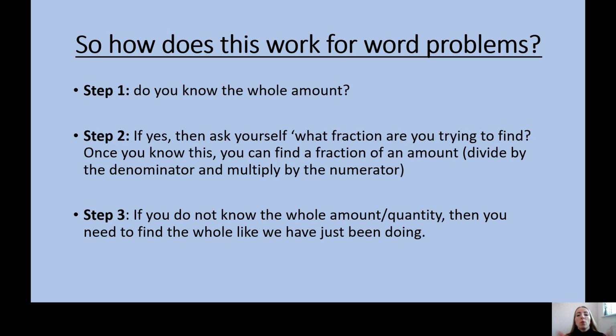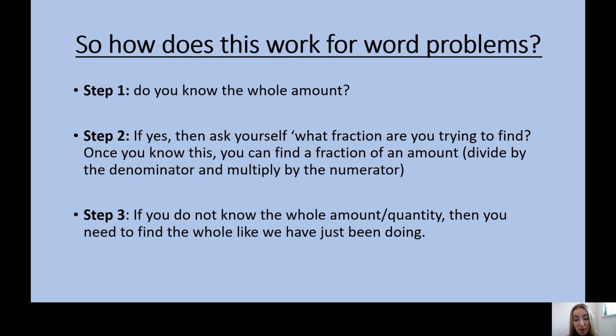So if you're looking at a fraction word problem and you're wondering if you need to find a fraction of an amount, or you're looking to use a fraction to find the value of a whole, firstly ask yourself, do you know the whole amount? If you do, then ask yourself, what fraction are you trying to find? So this is what we did on Thursday. This is where we were finding a fraction of an amount. So once you know this, you can then find a fraction of an amount, which is where you draw your bar and then you divide your whole amount by the denominator and multiply by the numerator.